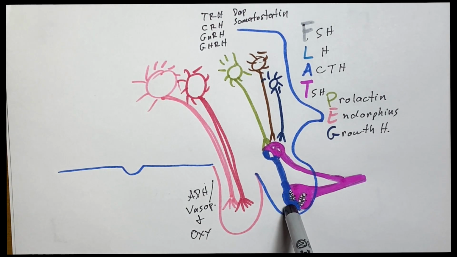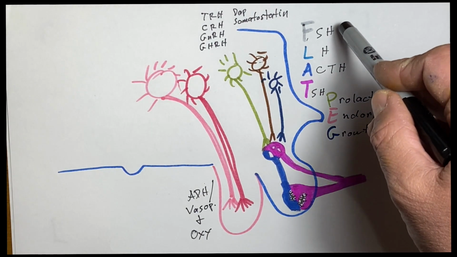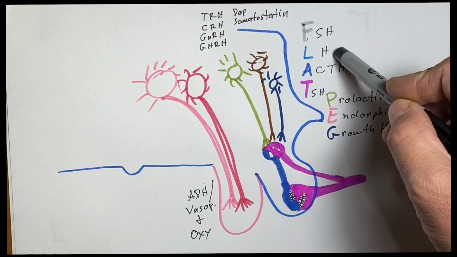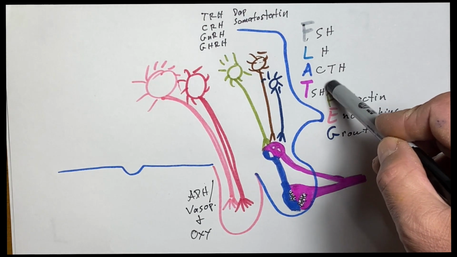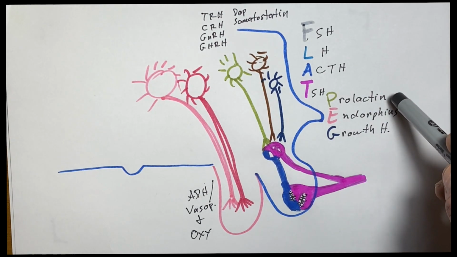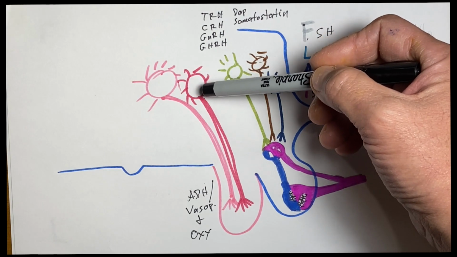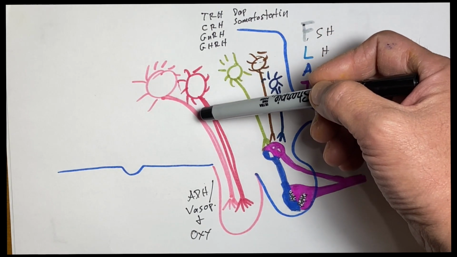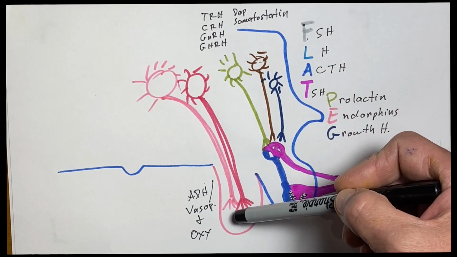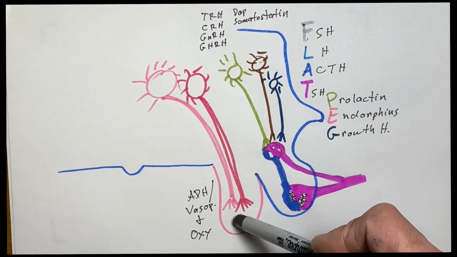The anterior pituitary gland makes and releases FLAT PEG, that's follicle stimulating hormone, luteinizing hormone, adrenocorticotropic hormone, thyroid stimulating hormone, prolactin, endorphins, and growth hormone. The hypothalamus manufactures ADH and oxytocin, sends it down the axons where it's deposited and stored in the posterior pituitary gland until it needs to be released.